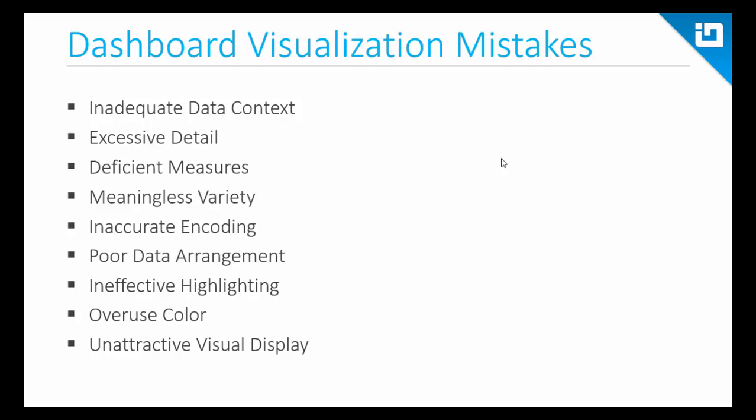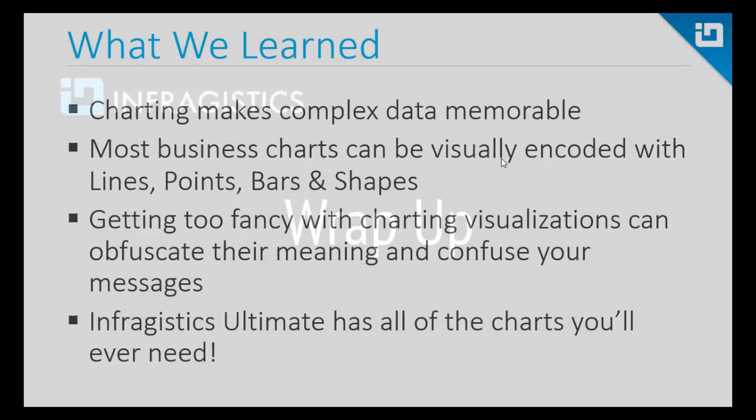Ineffective highlighting. I think the table was an example of that because it was just kind of every other row was highlighted and it didn't mean anything, so there was no value to those highlights. Overuse of color in our 3D line area chart was a great example of that. And then unattractive visual display was probably all of them except the repaired one. So they were all pretty ugly. So it's really important that you think about the information you're trying to display and make it meaningful to your users so they get value from it.